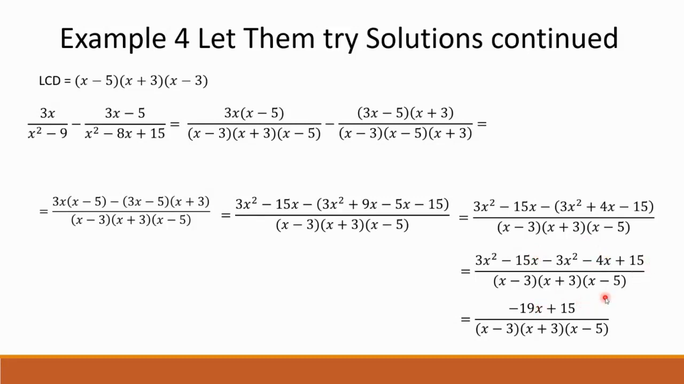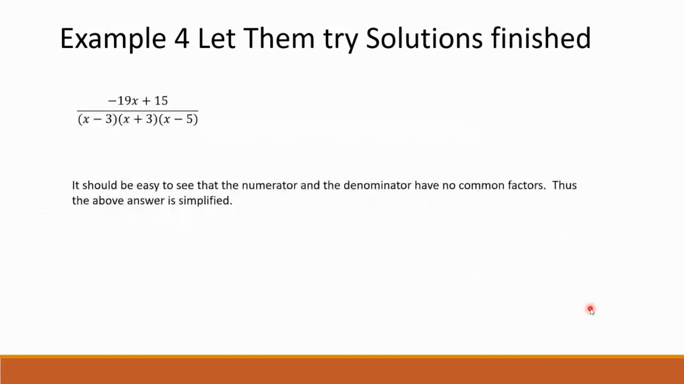And what's nice about this one is, hopefully you can see that it's simplified. I mean, the numerator is actually an irreducible factor. And it's mostly because 19 and 15 have no common factors, and we have x to the first here. So, all right. Are there any questions about this one?